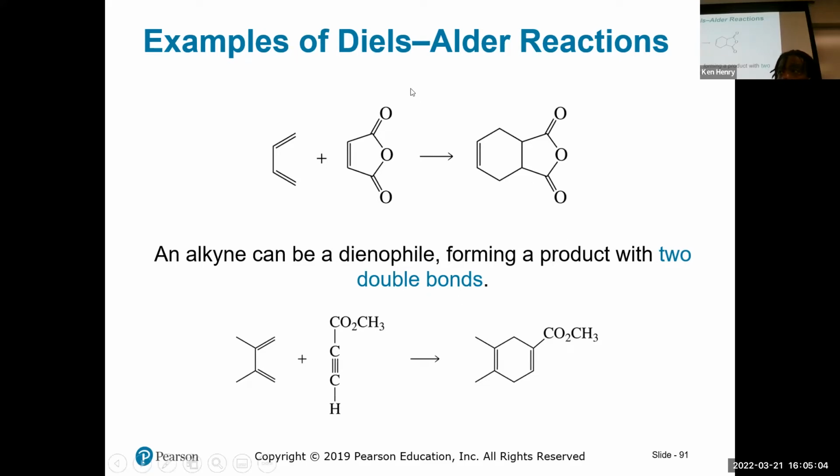So this is just another example of our Diels-Alder reaction. So in this case, same thing is going to happen. We're going to end up forming our ring structure, and then it's going to be attached to this keto. So that would be an ester, a diester product. So in this case.